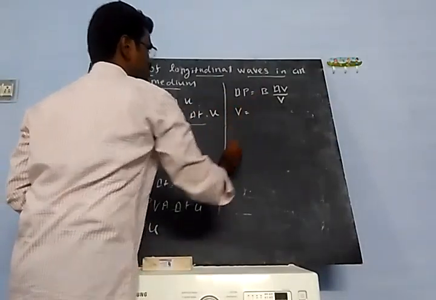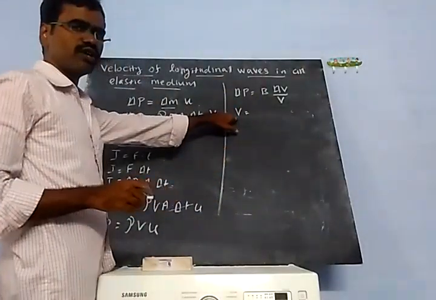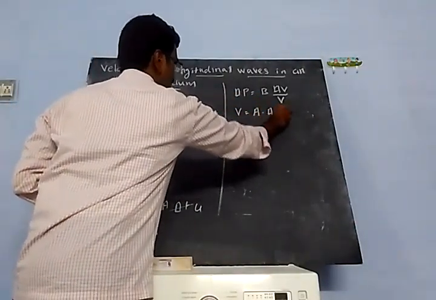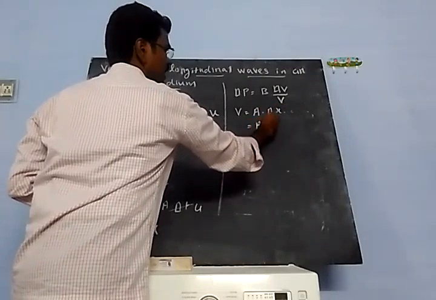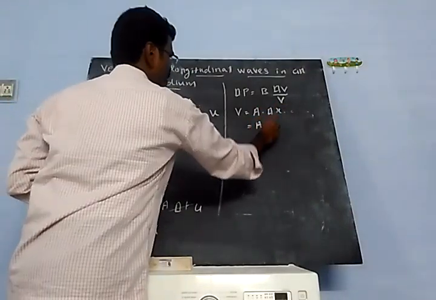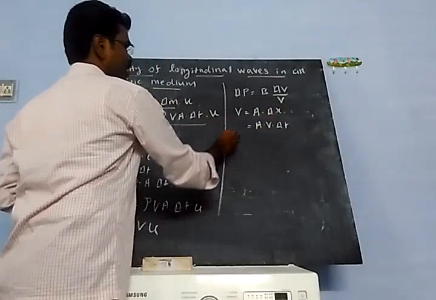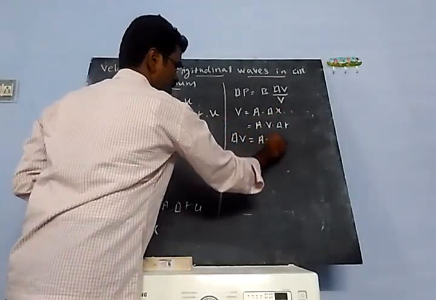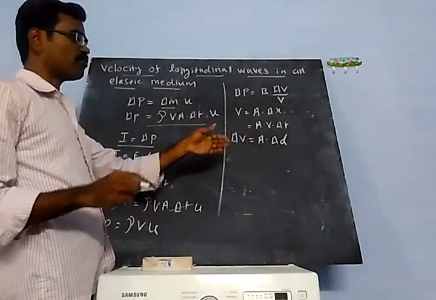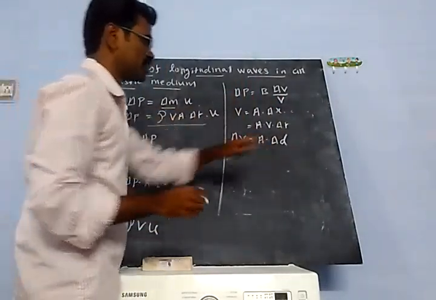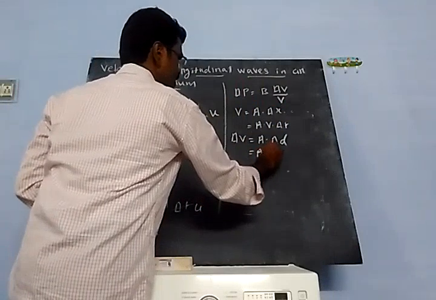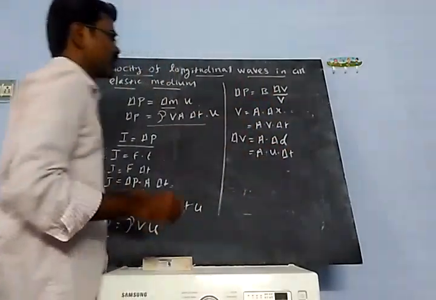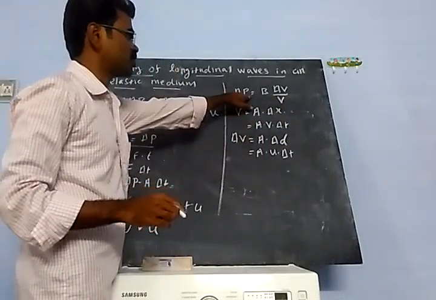Then V is equal to volume. Volume is equal to area into distance. So area into del x, or A into del x, you can substitute that V as A into del x. Then changing volume del V is equal to area into how much distance the piston has moved. So that is del D, and A into del D you can substitute as A U into del T. So both the equations you can substitute.